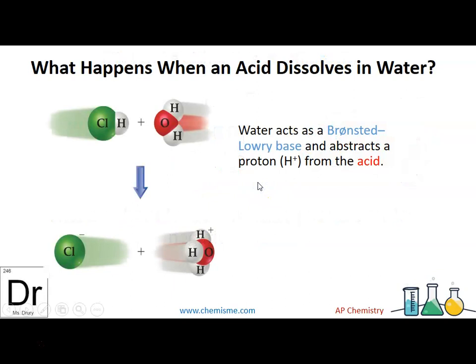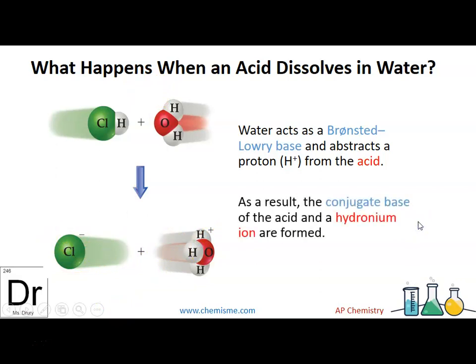What happens when the acid dissolves in water? Water acts like a Bronsted-Lowry base and abstracts a proton from the acid. So if you look at the acid and the water, the hydrogen is taken off of the chlorine. Chlorine's now alone with a negative charge. Because the hydrogen was positive, it goes onto the water and makes H3O+. So you have the same charges at beginning and end, 0 and 0. It's just that they're separated now. The H got migrated over to the water.